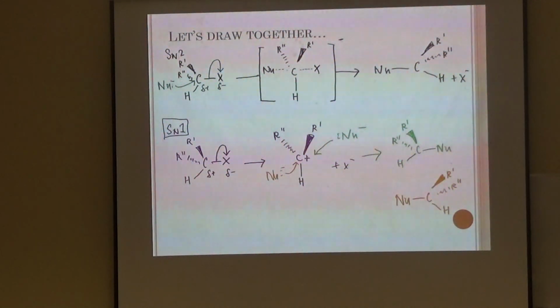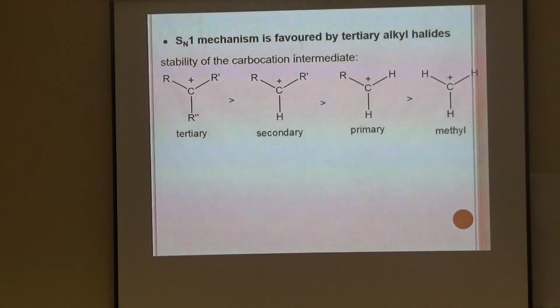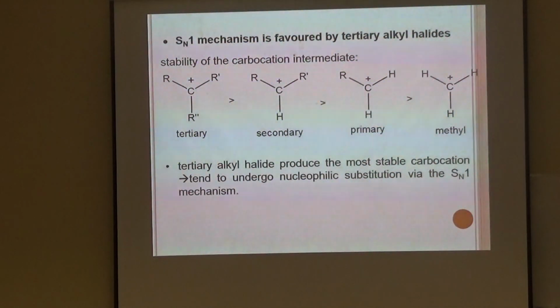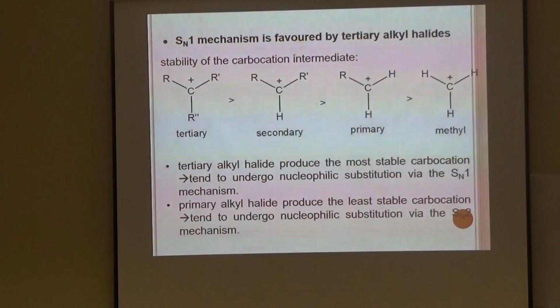Are you confused? Do you want to see the carbocation again? We have a dedicated carbocation there that can help you to understand why you can access from the front and at the back. So SN1 mechanism is favored by tertiary alkyl halides because it forms the most stable carbocation, and your primary alkyl halide produces the least stable carbocation, so it prefers to undergo your SN2.